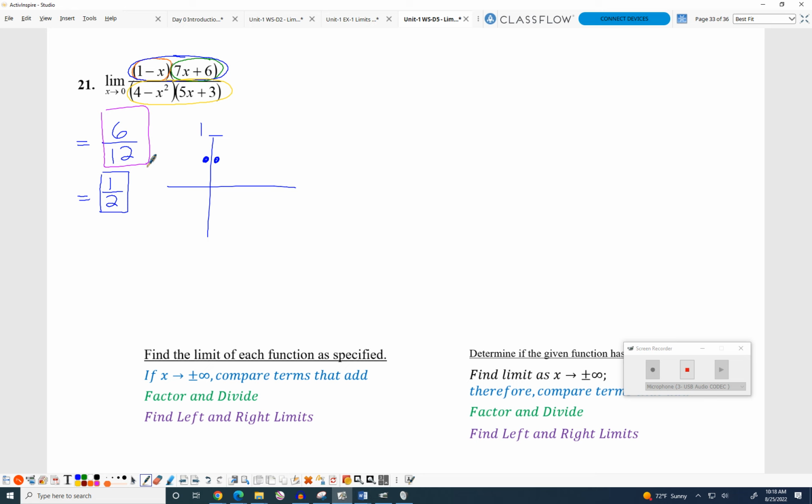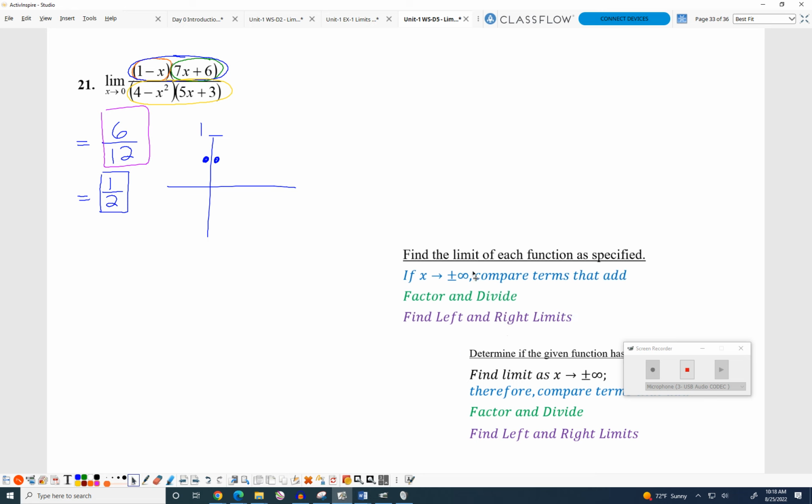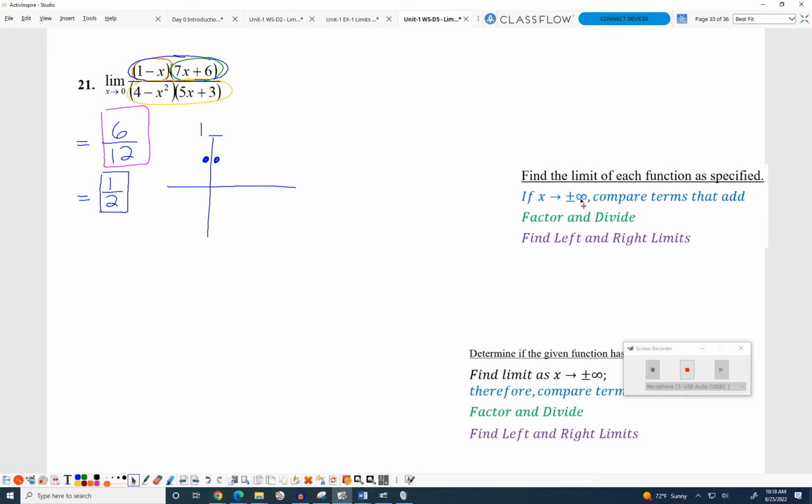Cool. We need to do the second part, which is finding the horizontal asymptote. So we need to find the limit as x approaches infinity. I think we should write it down again. So write this on your paper. Limit as x is approaching infinity. We can do a little bit of work in our head now to save some time.